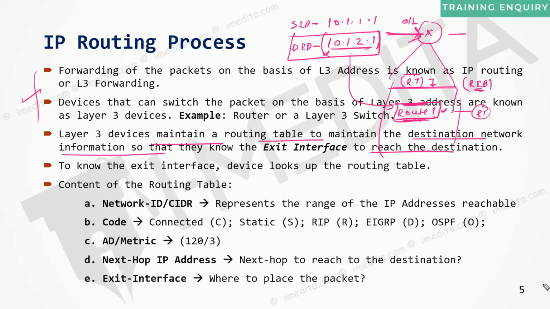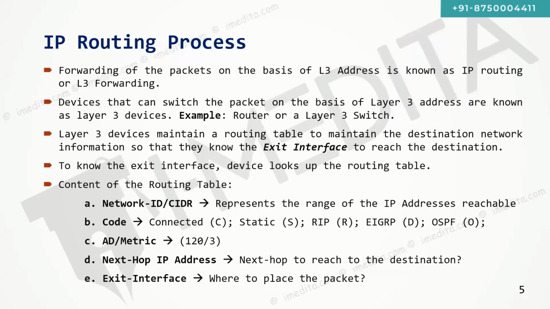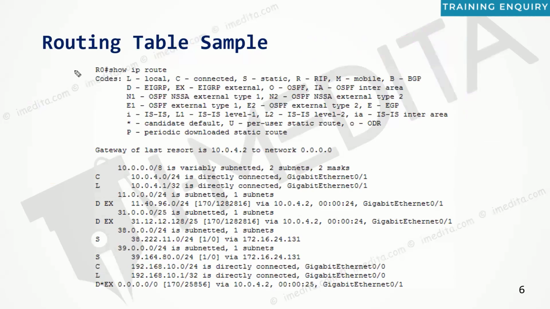This is how a typical routing table looks. This is an example of the routing table. We can check the routing table with the command show ip route. This is how a typical routing table looks. These are the codes. Codes represent how these routes have been learned.